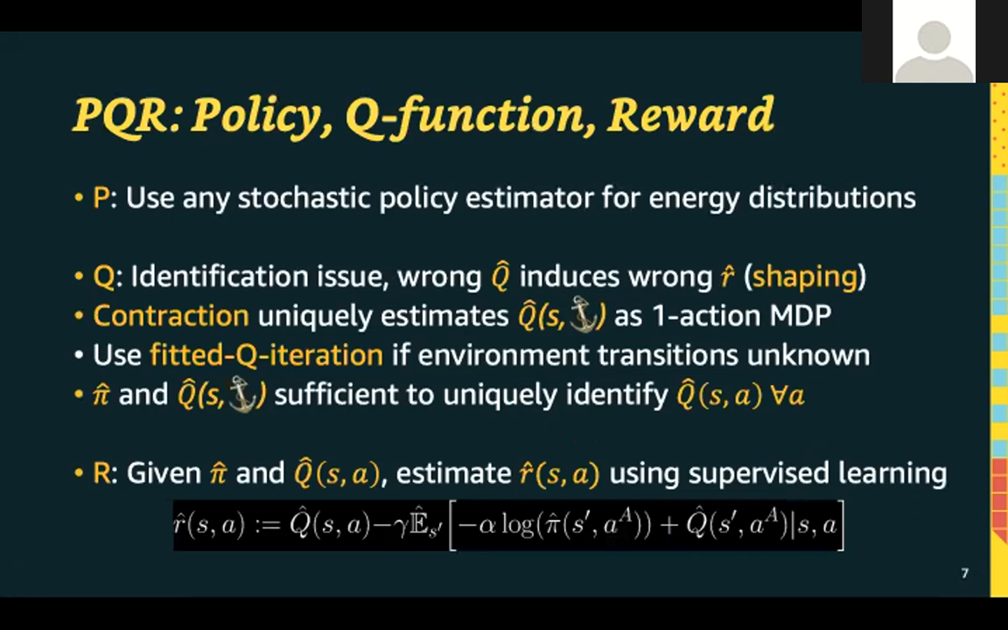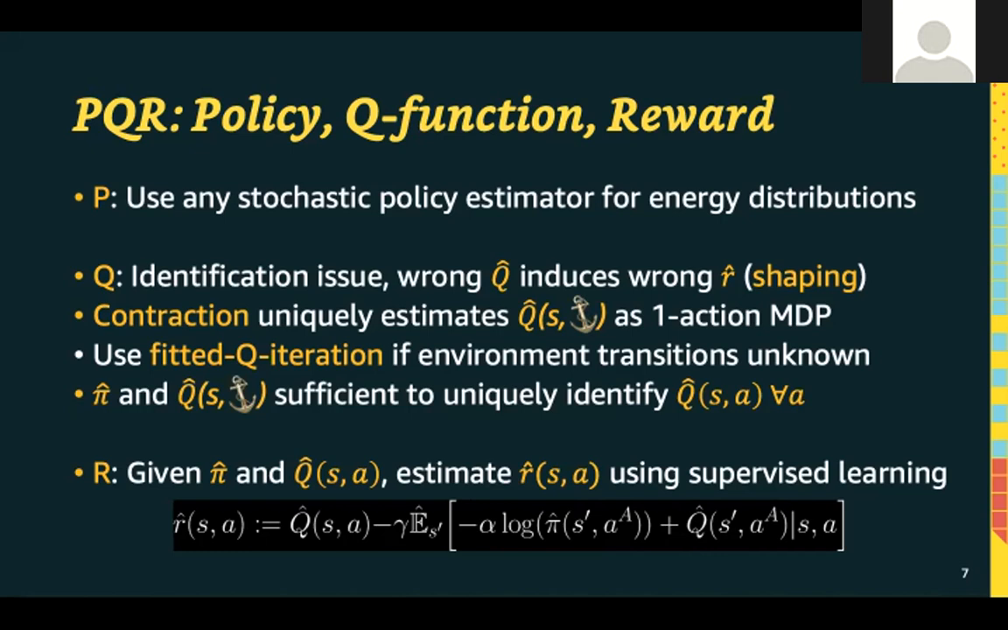So we call our method PQR because we sequentially estimate one, the policy, two, the Q function, three, the reward: PQR. The first step is to estimate the policy. And for that, we use any stochastic policy estimator for energy distribution. There's a couple that are off the shelf, any prior one, pick one, apply it. So there's no novelty in choosing the policy.